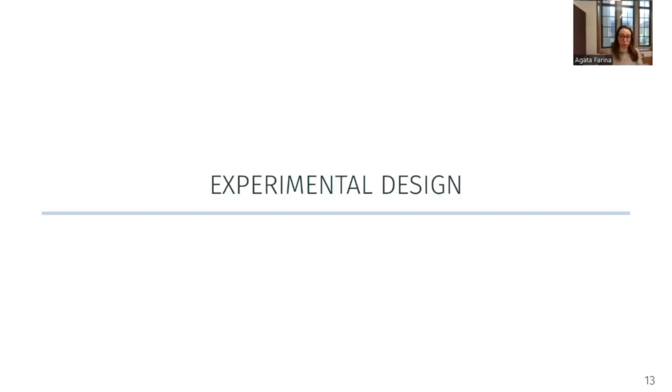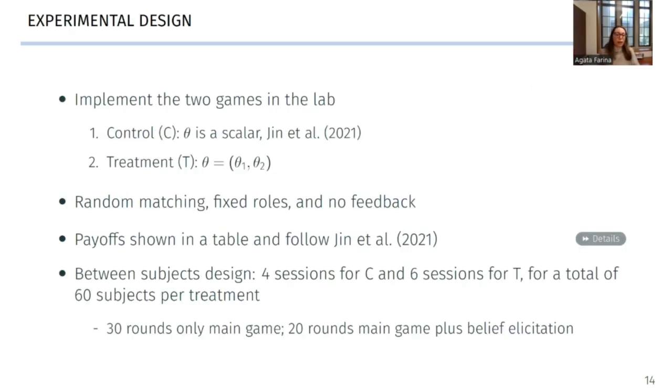Let me spend a few words about our experimental design. I really have not much to say here because what we do is just implementing these two games that we just discussed in the lab. So we will have a control treatment in which the type is a scalar, just a secret number, and this will replicate one of the treatments of Jean-Luc and Martin. And then we have our main treatment in which we have two secret numbers.